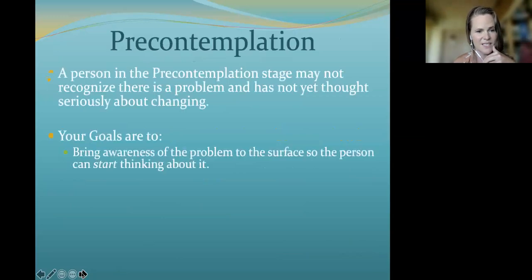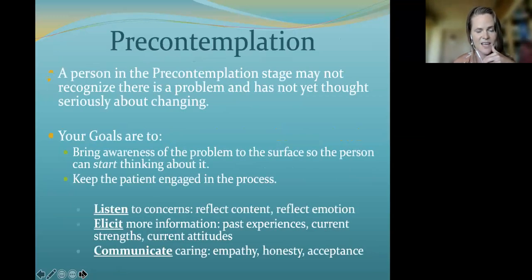So diving into more detail in pre-contemplation, a person may not recognize there's a problem. They haven't thought in a serious way about changing. So here again, the goals are really about rapport building and bringing an awareness of the problem to the surface so that they can start thinking about it. Keeping them engaged in the process, again, a very relational aspect. So that's about listening to their concerns, reflecting their content and emotion to help them clarify what's really going on at their surface. You want to elicit more information.